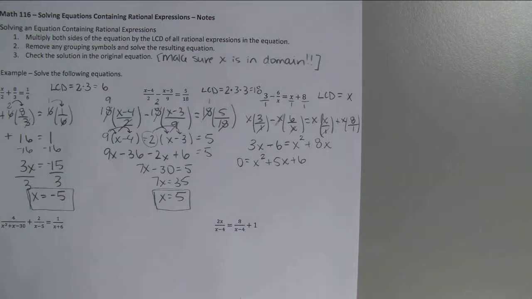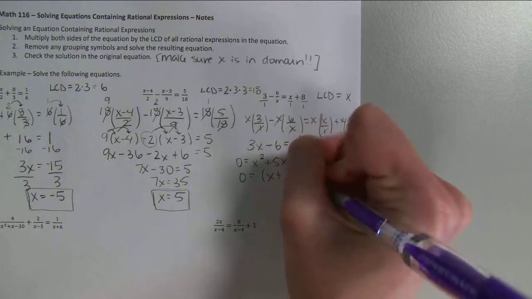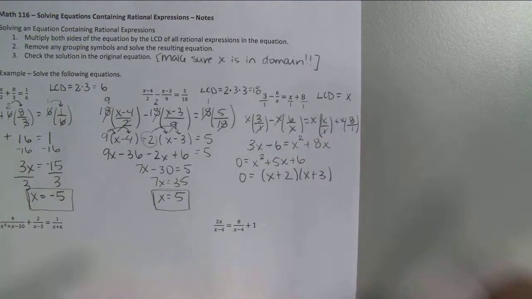What are factors of 6 that add to 5? 2 and 3. Rewrite it, do factor by grouping, okay? And we would get 0 equals x plus 2 and x plus 3. And do you remember what we do once we factor them to solve?